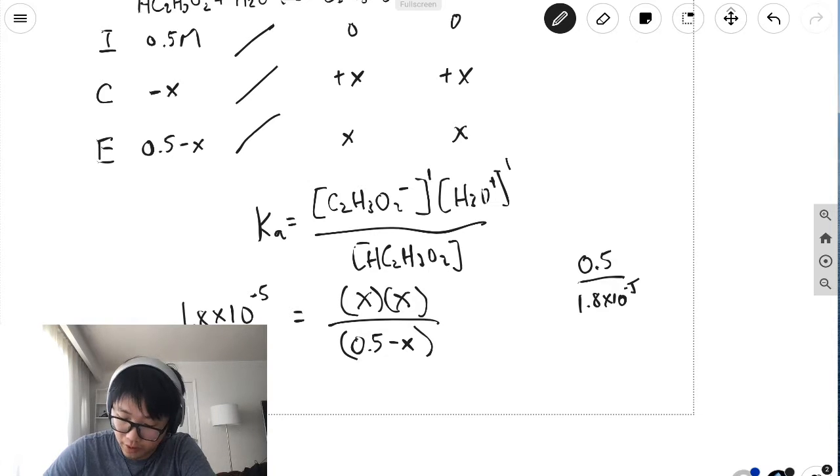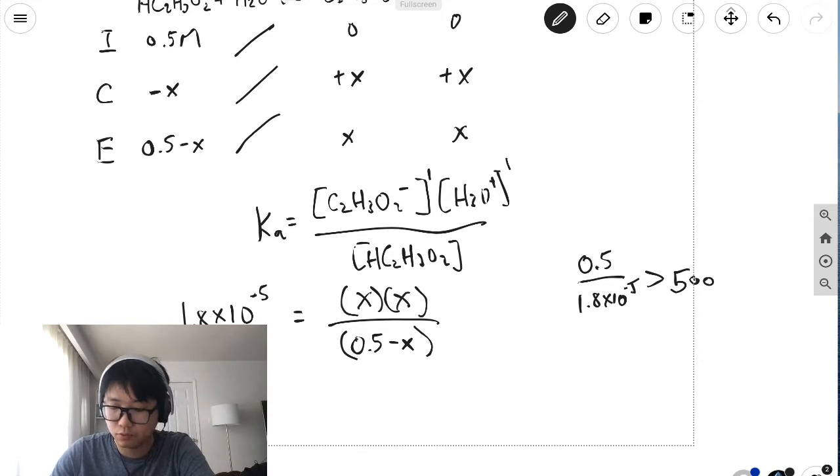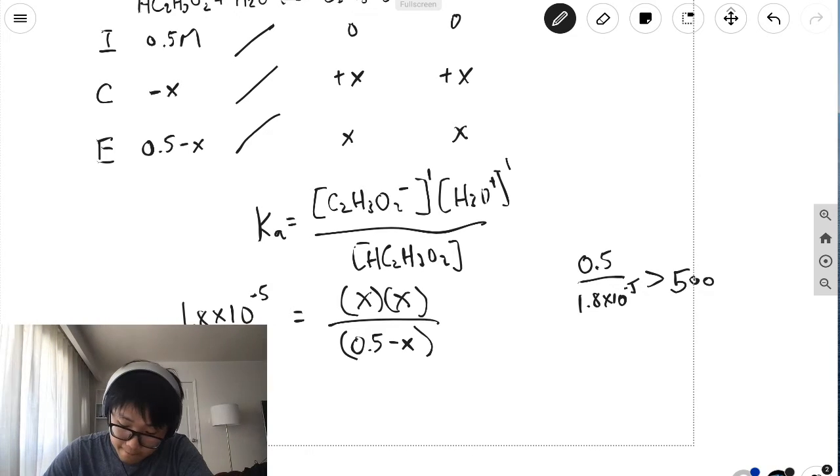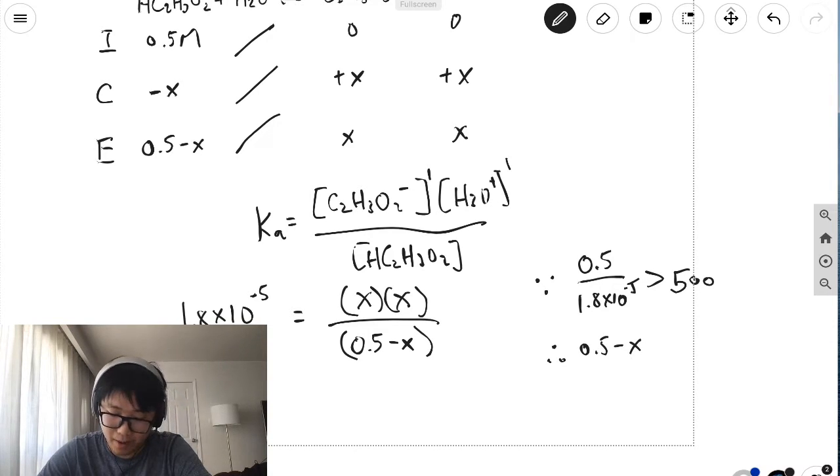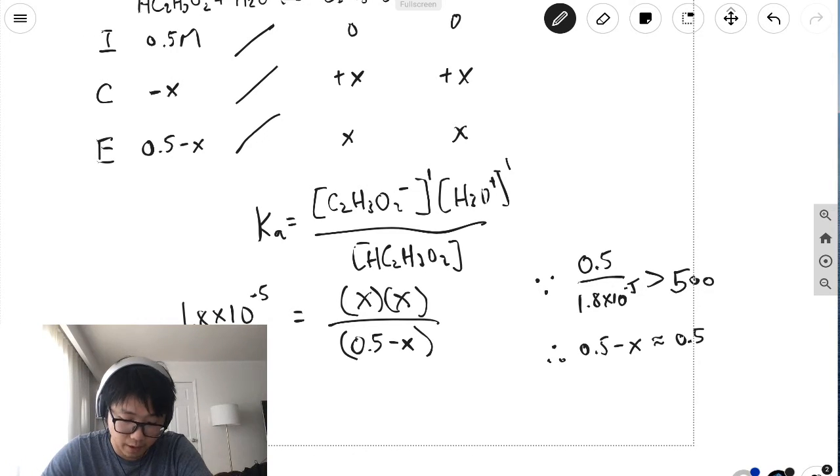Remember we said if 0.5 is greater than whatever threshold they give us, if this is greater than 500, and it is, because 0.5 is 10 to the negative 1, if I just look at the magnitude, 10 to the negative 1 minus 10 to the negative 5, we're at the order of 10 to the 4. So no matter what, it's going to be bigger than 1000. If that's the case, then the rule says that 0.5 minus X, I can pretty much approximate that to be 0.5. And that's going to make my math a lot easier, because that eliminates the C term.